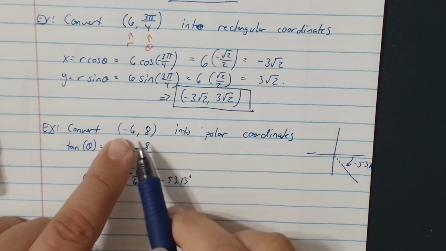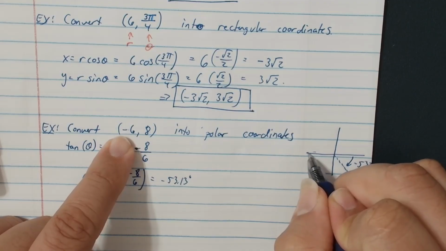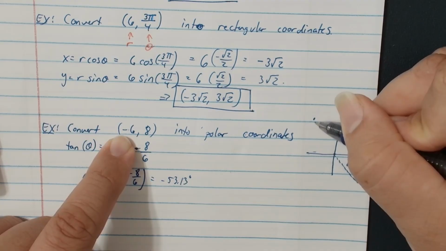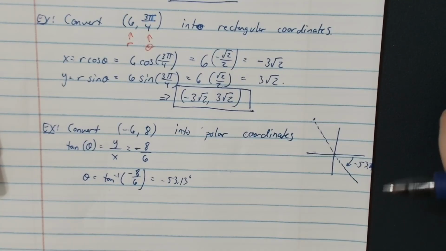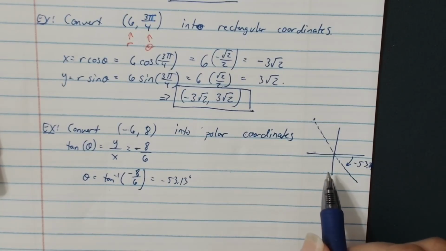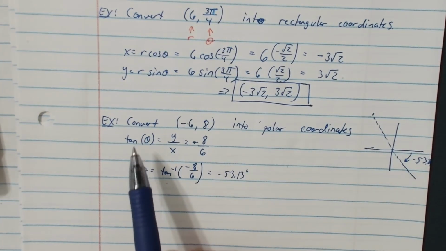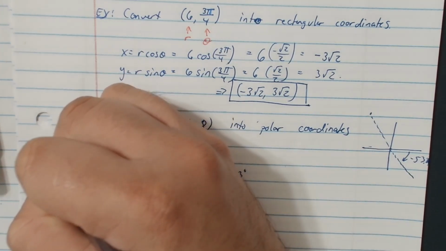Okay, but negative 6, positive 8 in rectangular coordinates means you're going to go to the left and up. Your x is negative, your y is positive. Notice that your angle is wrong. You're facing the wrong way. Well, why is that? Well, if you think back to tangent, remember that the range of the inverse tangent is only between negative pi over 2 and positive pi over 2.